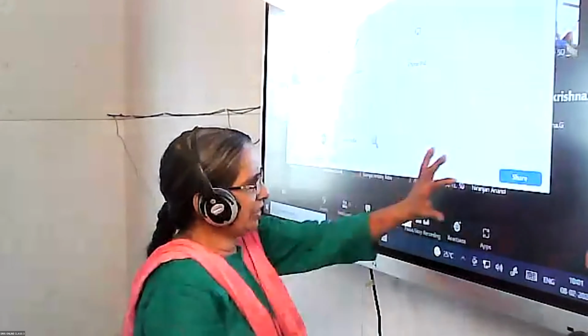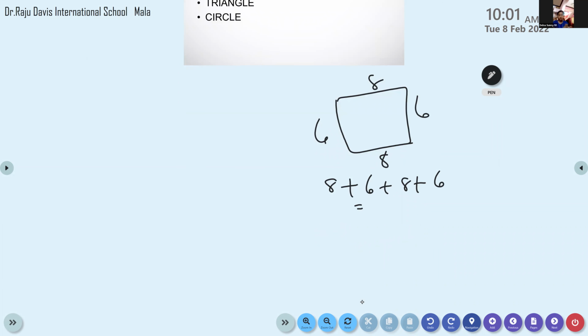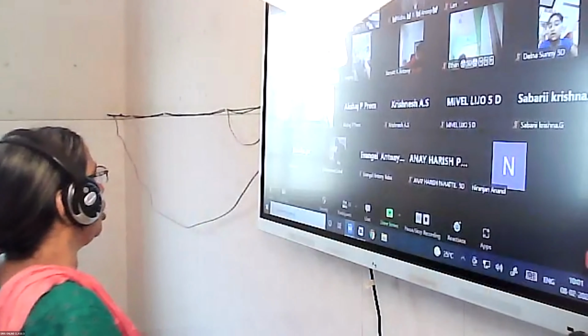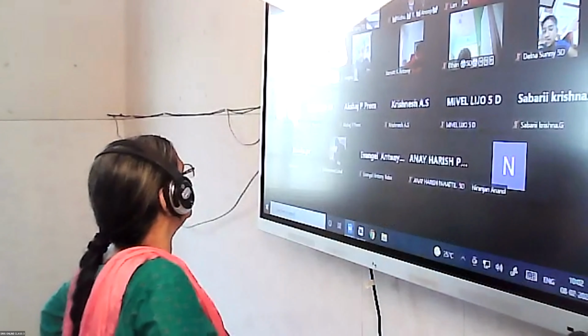Another example I will give you. Can you tell me the perimeter? 8 plus 6 plus 8 plus 6. How much? It is 28 centimeters. So the perimeter of any figure can be found out by adding the lengths of all the sides. Is it clear? Anyone having doubt?